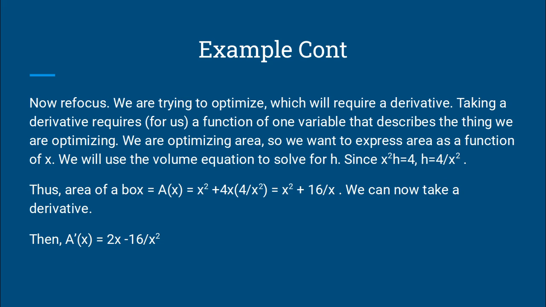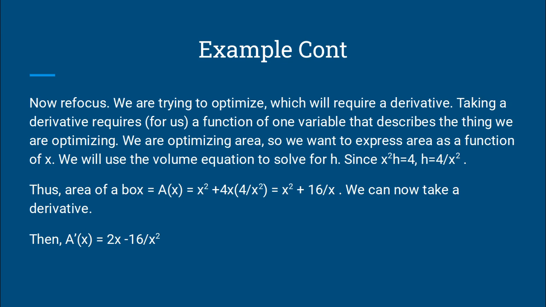So it's important in these problems that we don't get lost along the way. We have to know why we're doing what we're doing and what we're doing. So we're going to refocus. We're trying to optimize, which we know will require a derivative. A big hint is that we've done that for the past several weeks. But we'll need a derivative to maximize.